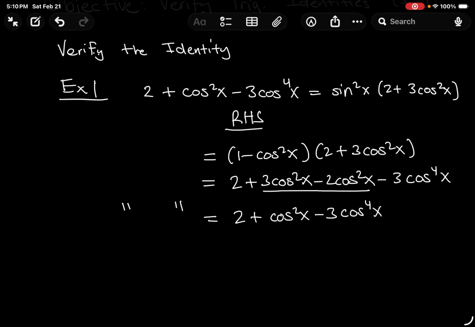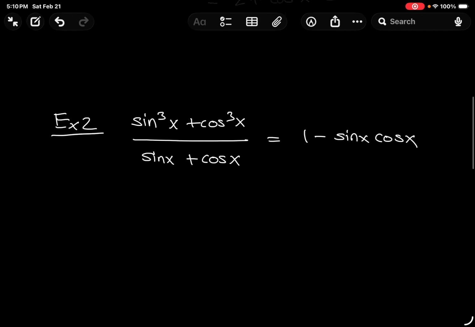Okay, so the algebra skill there is obviously you need to know your Pythagorean identities. In fact, all your trig identities are needed. And then, of course, just a little bit of FOILing. All right, moving on to example 2.